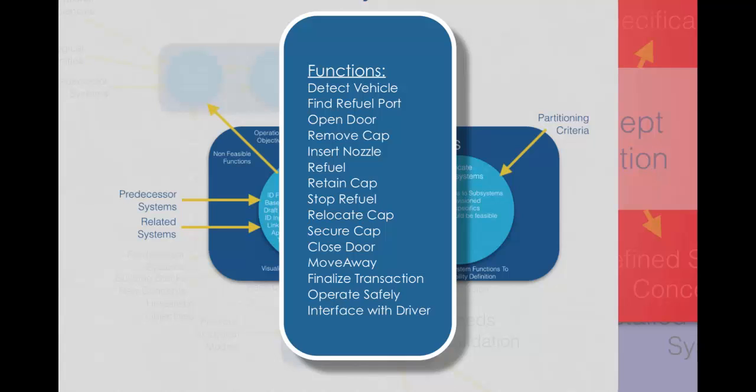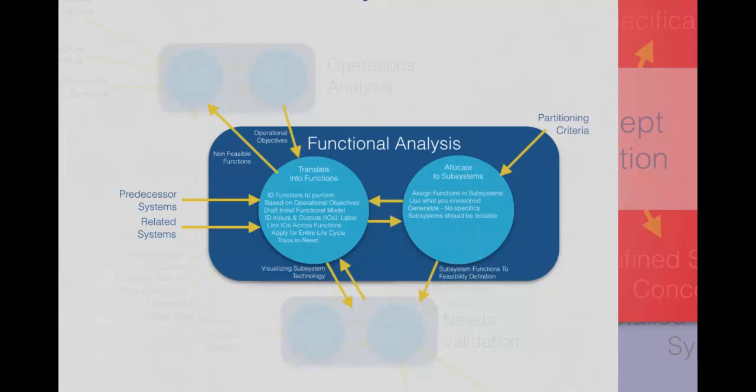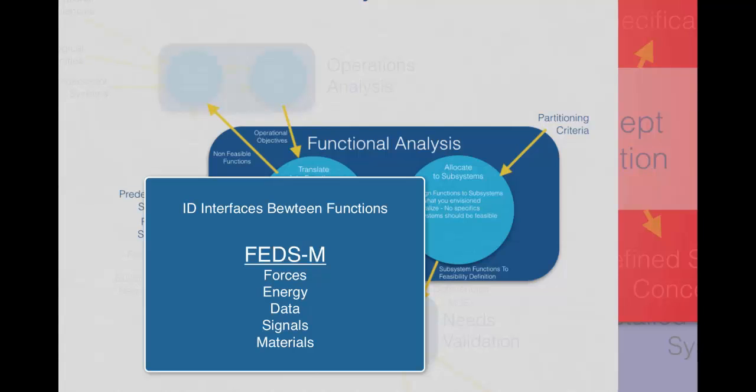Some of the other functions are lower risk, so they're not decomposed to that level. An example being interfacing with the driver. This can be met by some type of drive-up style ATM machine that doesn't necessarily require further decomposition at this point. We cannot declare functional analysis complete until we identify the interfaces between these functions, as this is where the greatest risk lies during development of any system.